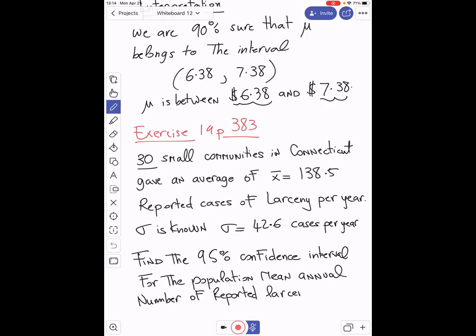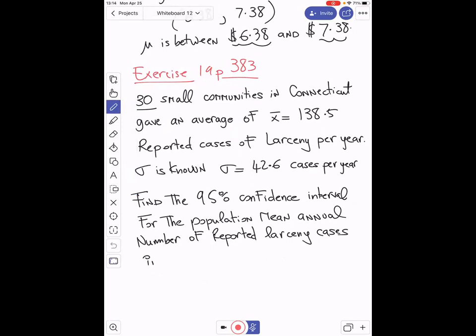I guess you take all the small communities in Connecticut, and you want to find the population mean, the population mean annual number of reported larceny cases in such communities. As you can see here, guys, the confidence level is different. It's not 90% like in the previous example. Here we want a confidence level of 95%, so you want to be 95% sure that your population mean belongs to your interval.